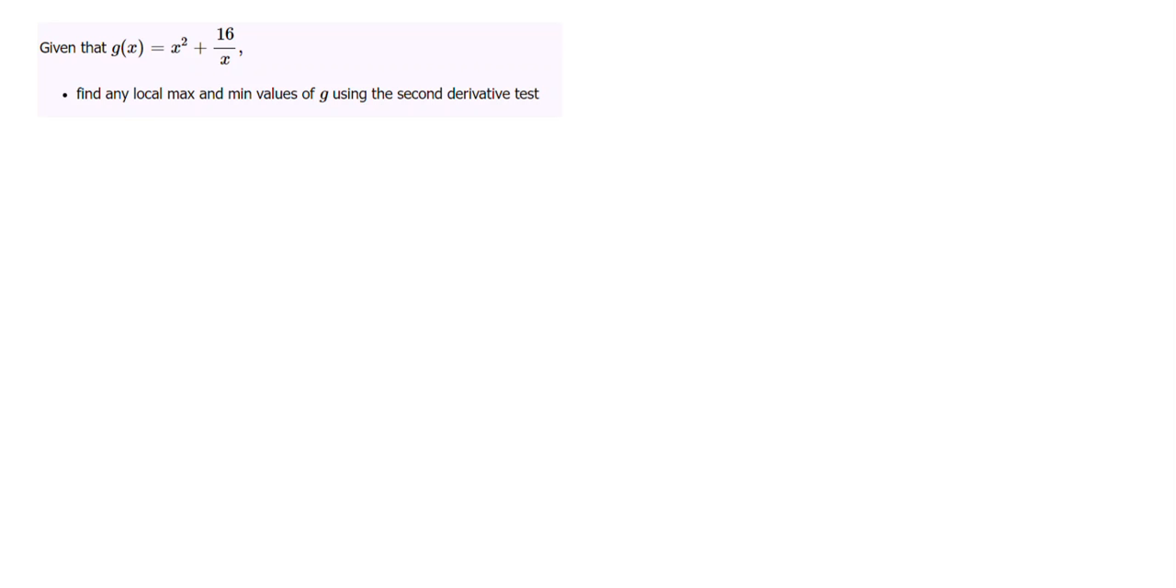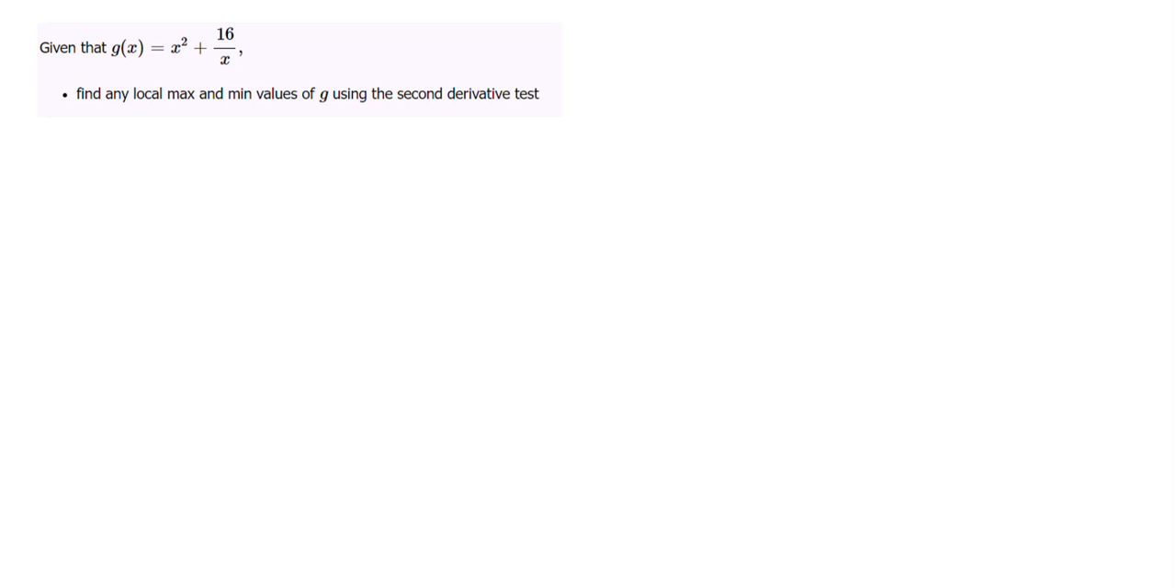Given that g of x is equal to x squared plus 16 over x, find any local max and min values of g using the second derivative test. So again, what we're going to do is find the derivative, set it equal to 0 to find our critical numbers, and then determine whether we're looking at something that's concave up or concave down, and from that decide whether it's a local max or a local min. So let's find our first derivative first.